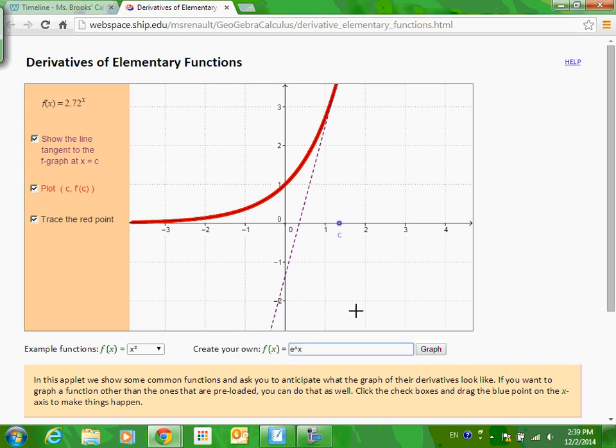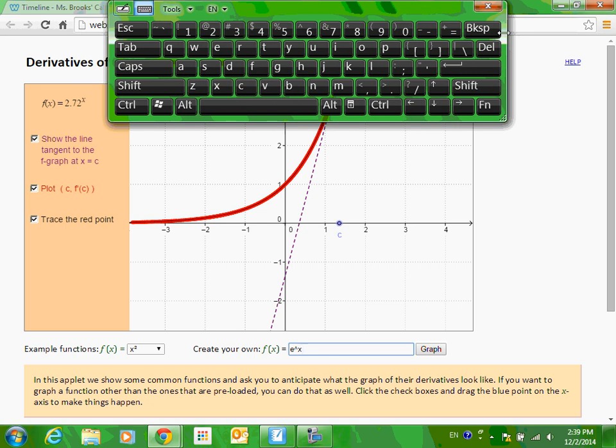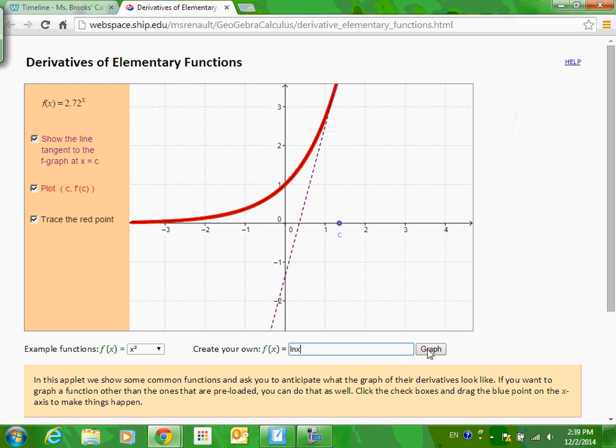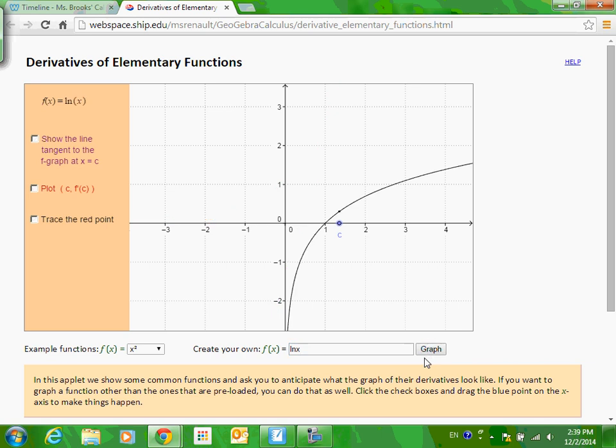Let's do natural log of x. And we'll put all of this in our notes here in a minute. And if you want, the link to this is on my website, so you can go to the site and do this activity again on your own if you need a little bit more time. Okay, so here's natural log of x. How are e to the x and natural log of x related? That's exactly right. They're inverses of each other.